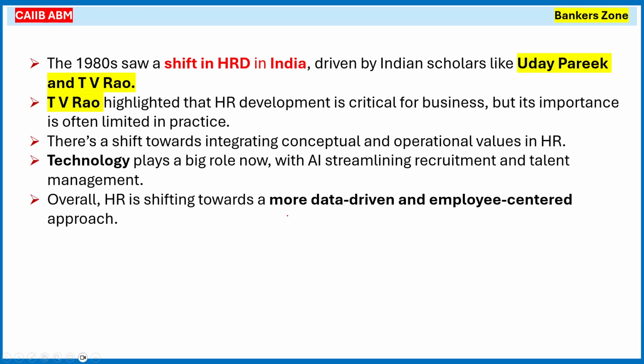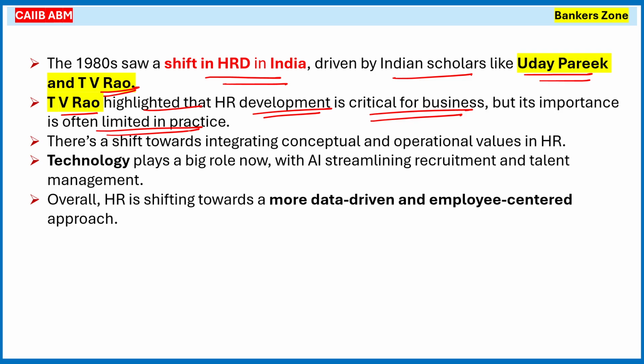In 1980, we saw a shift in HR in India, which is driven mainly by the Indian scholars like Udai Pareek and T.V. Rao. So they contributed a lot. So T.V. Rao highlighted that the HR development is critical for business, but its importance is often limited in practice. So practically they noticed that HR development is critical for the business. It is necessary for the business. It is critical, right? But its importance is limited in practice.